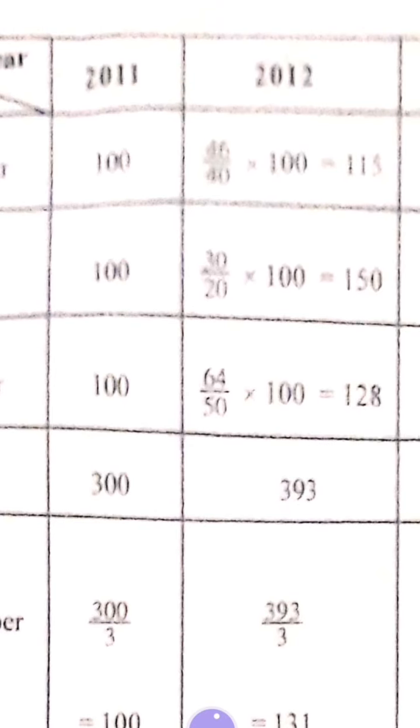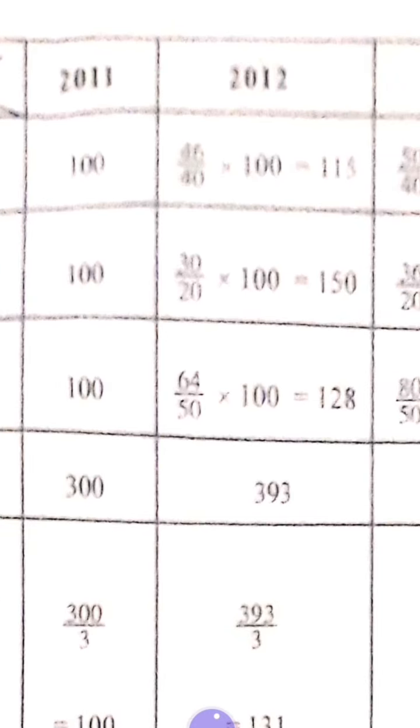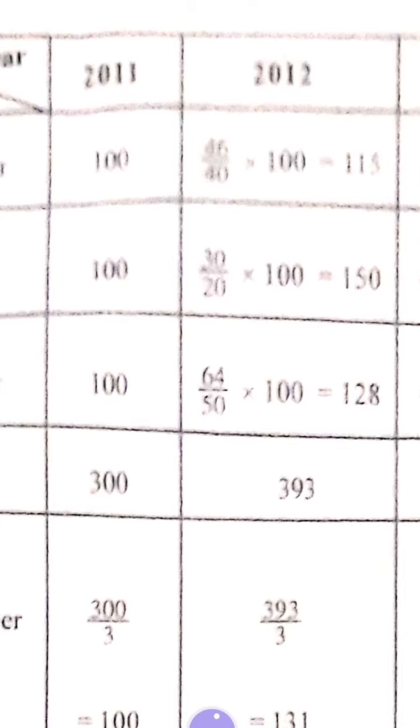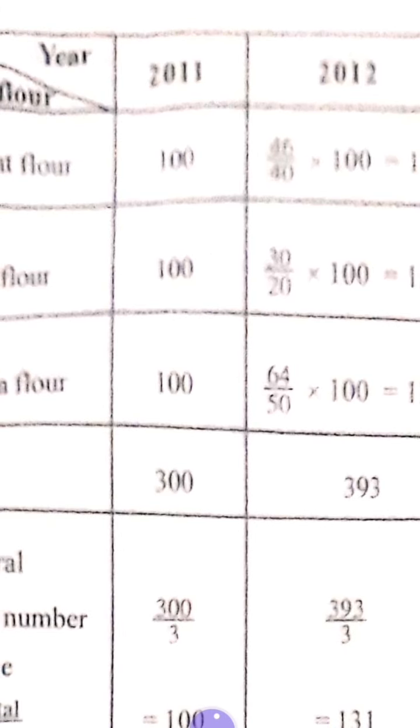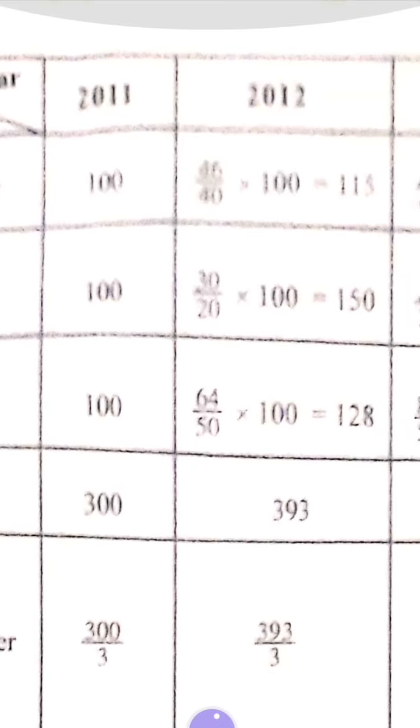Then in 2012, for the current year, that is 2012, the value is 46. So that comes in the numerator, over 40, the price of the base year, into 100. So you are going to take 115. Over here, the base year was what? It was given as 2011 and the value was 40. So that's why 40 has been taken in the denominator. That's how you are going to find it for 2012 for wheat flour.